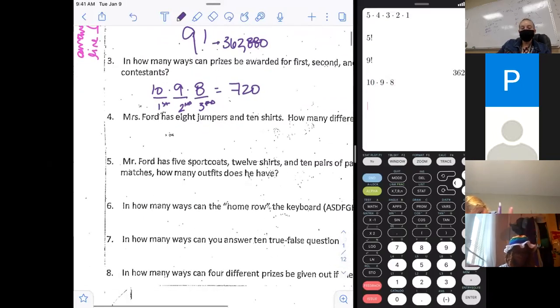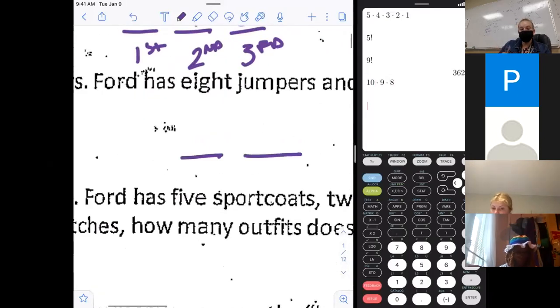Okay. And the next one, Mrs. Ford has 8 jumpers and 10 shirts. How many different outfits can she make? So she has 2 things she can wear. She can wear 1 jumper and she can wear 1 shirt. She can't wear 2 jumpers. She can't wear 2 shirts, 1 of each.